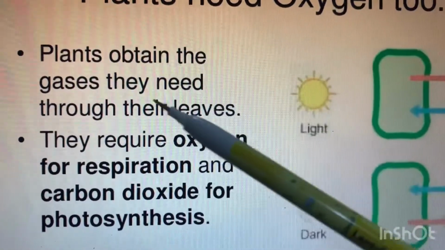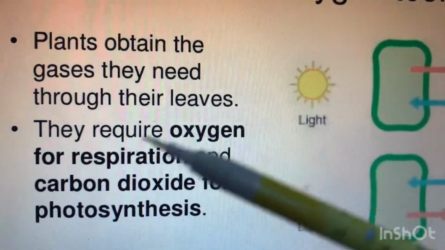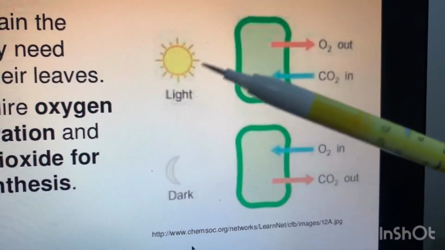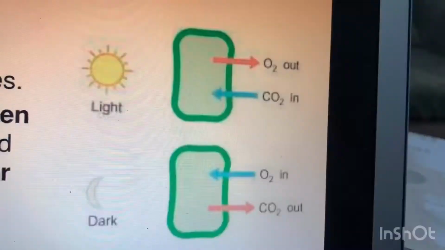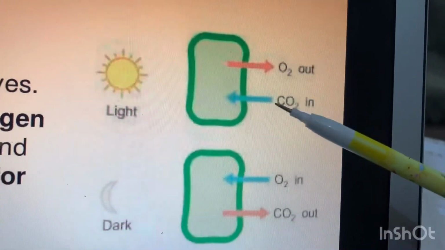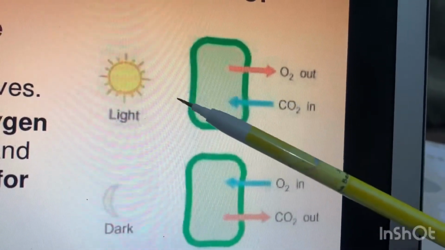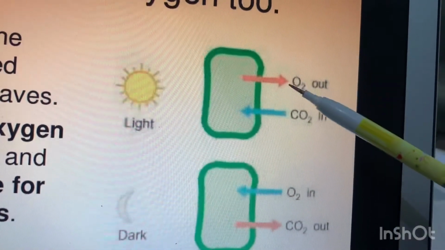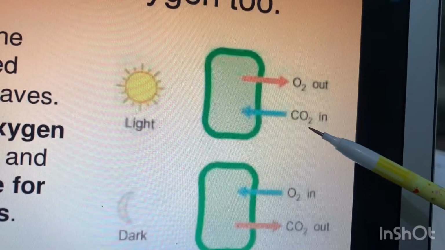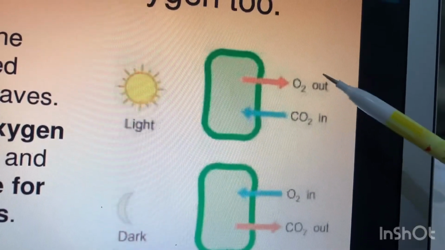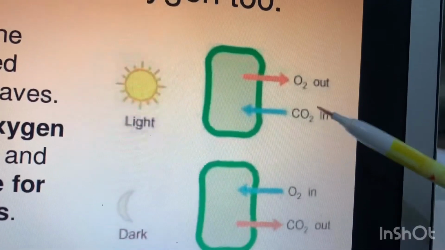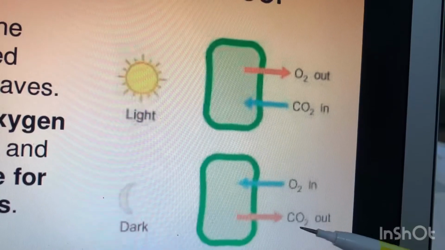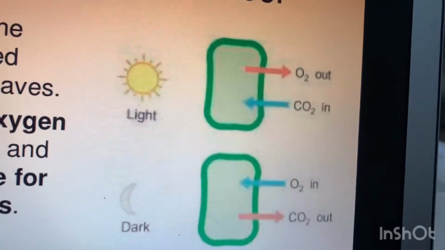Plants obtain the gases they need through their leaves. They require oxygen for respiration and carbon dioxide for photosynthesis. In the presence of light, if you see in the diagram, in the daylight, when photosynthesis is faster than respiration, carbon dioxide diffuses in while oxygen diffuses out. Whereas in the dark, carbon dioxide diffuses out while oxygen diffuses in.